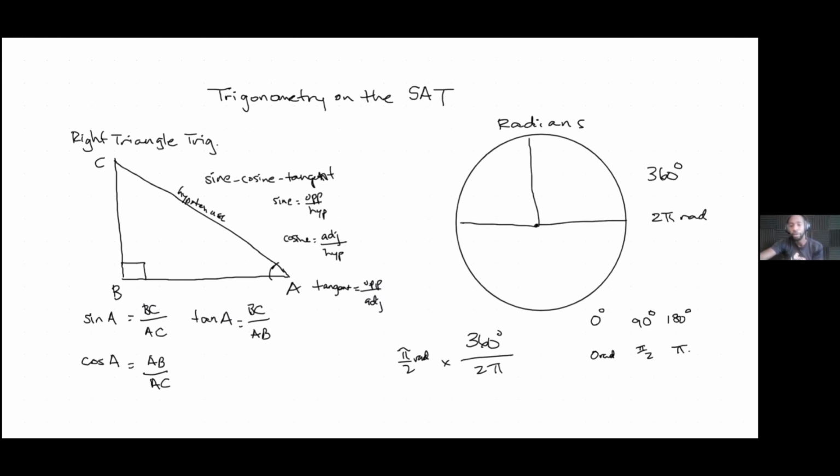Then you have 270 degrees. That's going to be 3 pi over 2 radians. Then you have 360 degrees, which is going to be 2 pi radians. Okay. Sometimes 30 degrees and 60 degrees will be important to remember, and others, but these are going to be the main ones. But if you remember that 360 degrees is the same as 2 pi radians, you can use that to convert from degrees to radians or vice versa if need be.